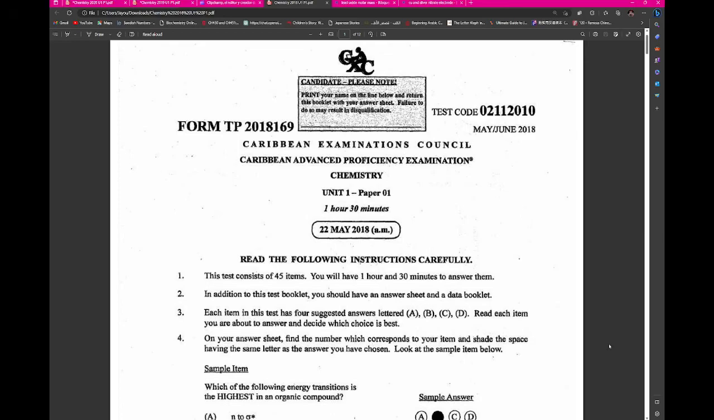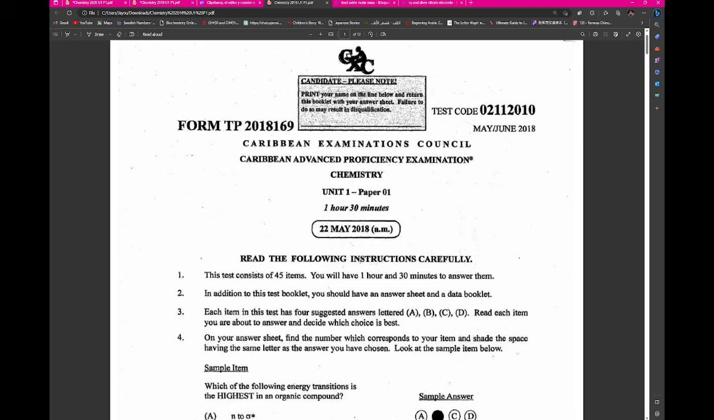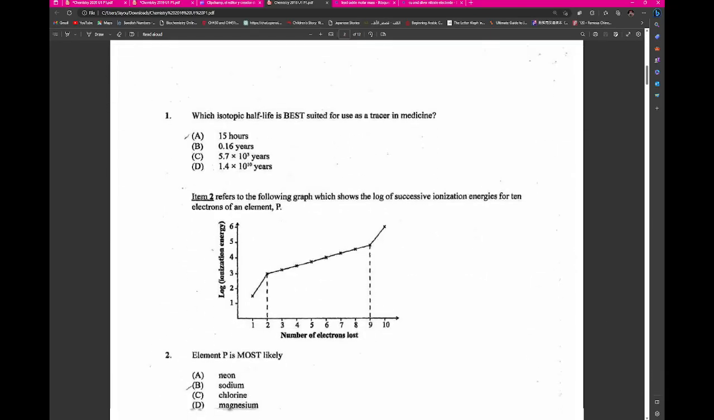Here we're going to have the Chemistry 2018 Unit 1, Paper 1. I noticed on this paper that questions 20, I believe, to 25 are missing. So if you have the questions, feel free to send them, and I'll work them and give you the answers, and then I'll probably edit it to the end of this video. But let's just start the 2018 paper.